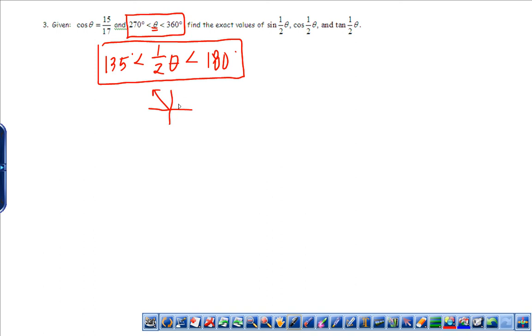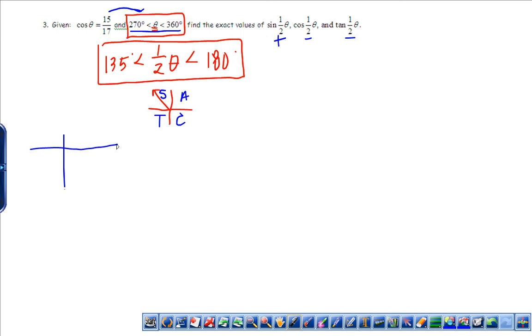Okay. And I'm going to go ahead and figure out if my angles are going to be positive or negative using All Students Take Calculus, just like I did before. So sine is going to be positive, cosine is going to be negative, and tangent is going to be negative, just by looking at this information right here. Okay, it says given that cosine of theta is 15 over 17. Now, they told me from the very beginning that cosine of theta is 15 over 17. But they told me that it fell between 270 and 360. So that's where I'm going to draw my triangle.